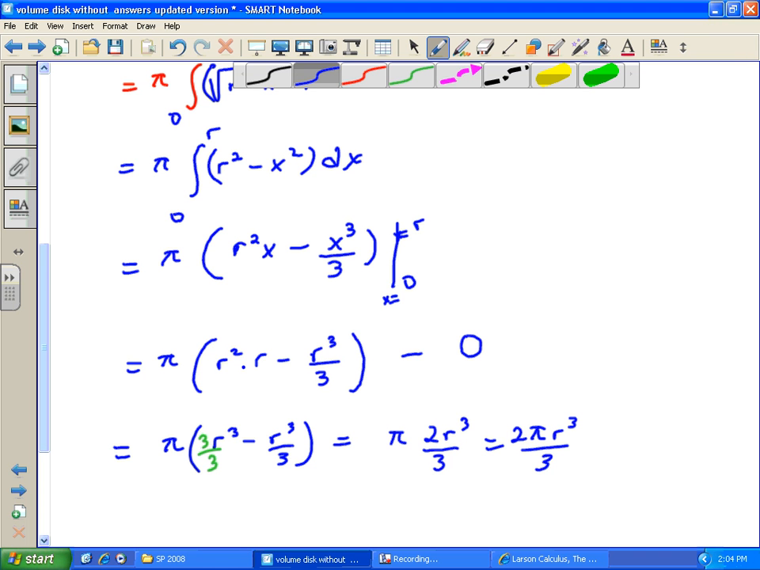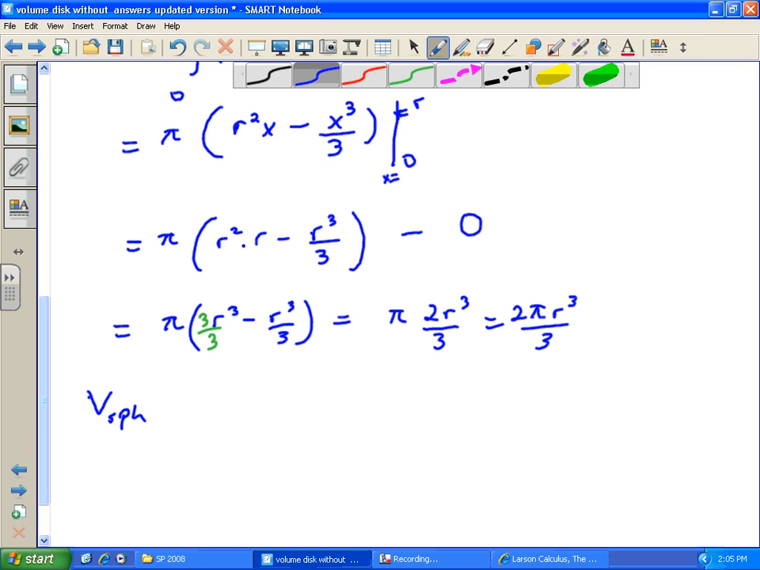Now, we didn't get the formula we're looking for. What went wrong? We've got to double it. So the volume of a full sphere will be, pretty amazing, huh? 4 pi r cubed over 3, a formula we've always taken for granted.